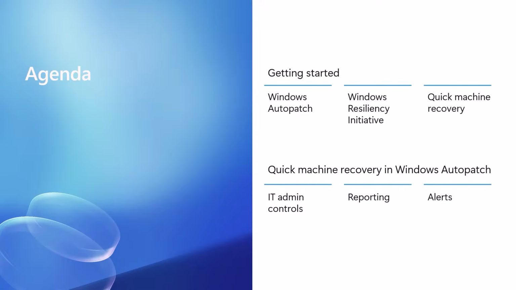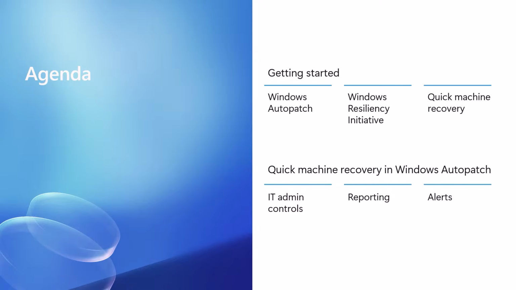Before we get into the core of the content, I wanted to give you all a quick agenda, an overview of what we will be covering today. In the first section, we will be talking about overviews of a couple products and services from Microsoft. We will be covering Windows Autopatch, Windows Resiliency Initiative, and Quick Machine Recovery. For those of you who are familiar with these products already, this will be a quick recap. And for those of you who are hearing this for the first time, this will be a quick 101 to bring you up to speed.